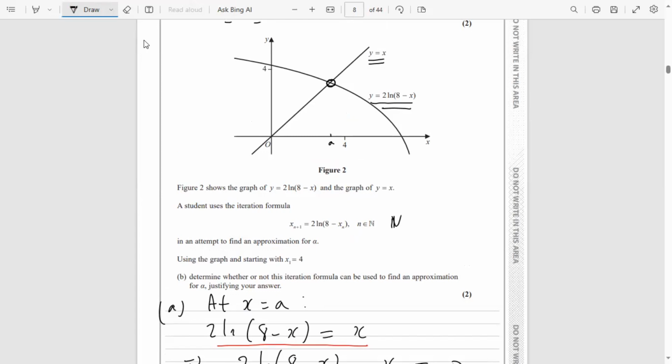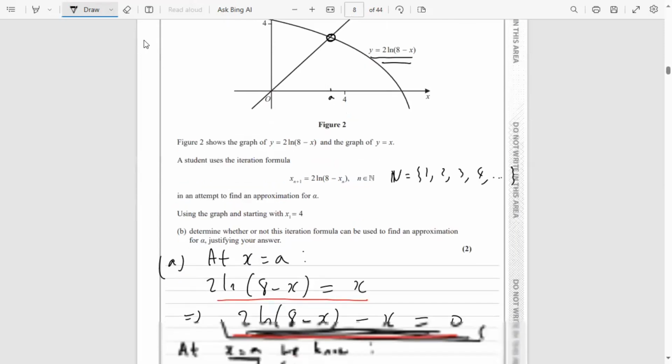Just as a reminder, natural numbers are 1, 2, 3, 4; just positive whole numbers. Some people include 0, but it depends who you talk to. There's no definitive answer on whether 0 is a natural number. Anyway, this is used to find an approximation for a.